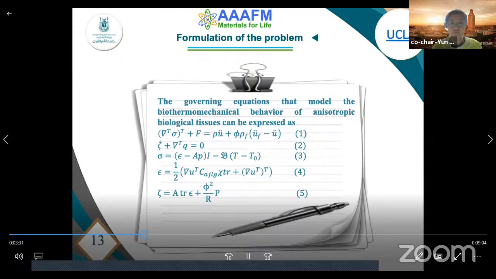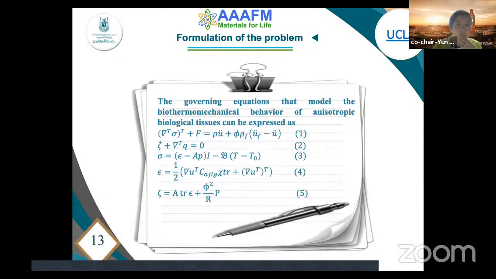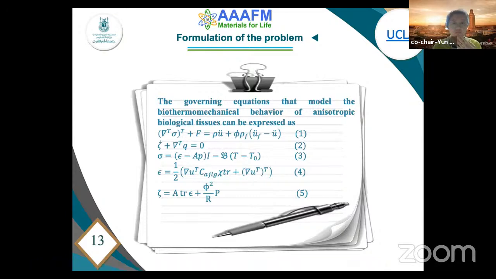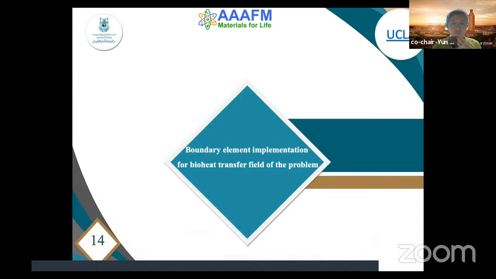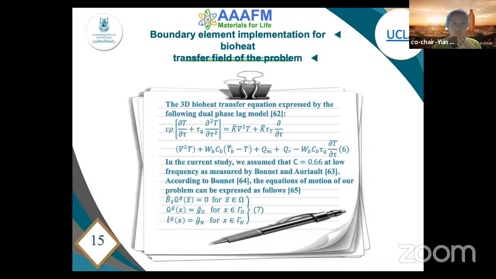Formulation of the problem: the governing equations that model the biothermomechanical behavior of anisotropic biological tissues can be expressed as equations 1, 2, 3, 4, and 5. Implementation for the bioheat transfer field of the problem: the three-dimensional bioheat transfer equation is expressed by the following dual phase lag model, equation 6, and the boundary and initial conditions, 7.